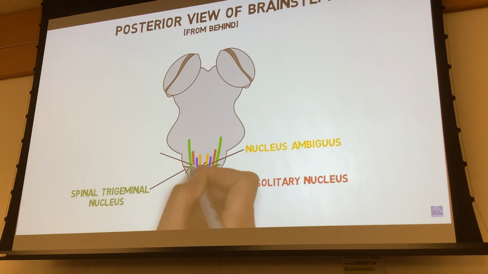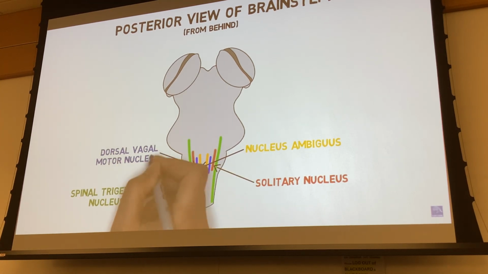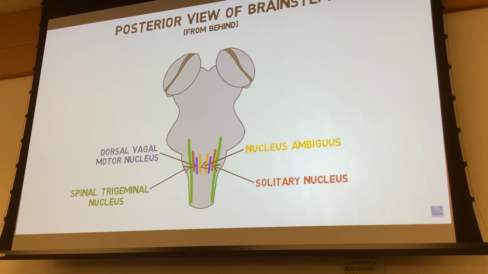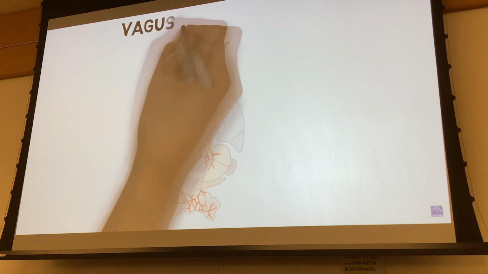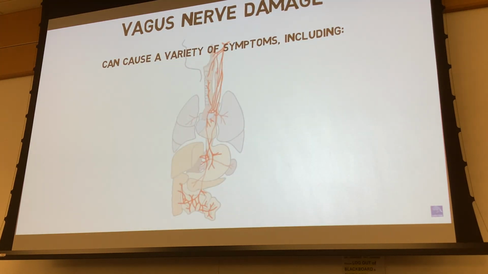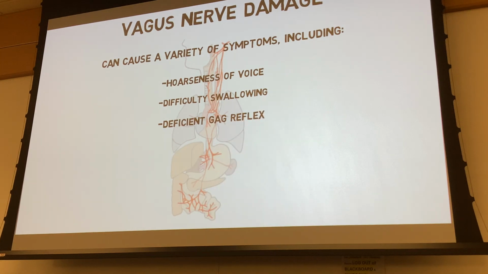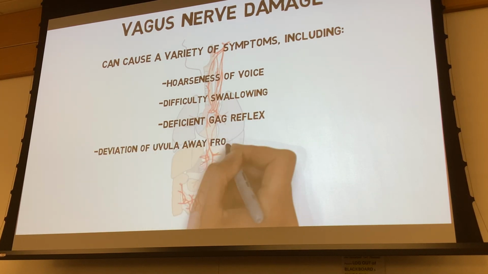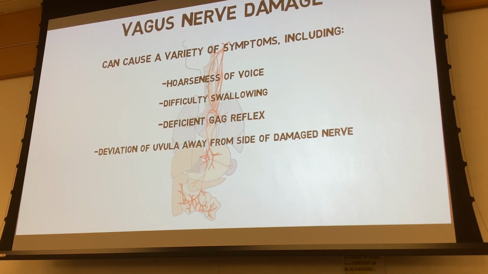Parasympathetic fibers originate primarily in the dorsal vagal motor nucleus, while some parasympathetic fibers that travel to the heart begin in the nucleus ambiguus. Symptoms of vagus nerve damage may include hoarseness of the voice, difficulty swallowing, and a deficient gag reflex. The uvula may deviate away from the side where the damage has occurred.